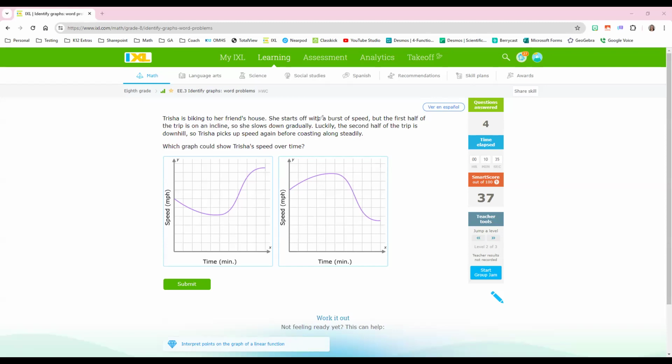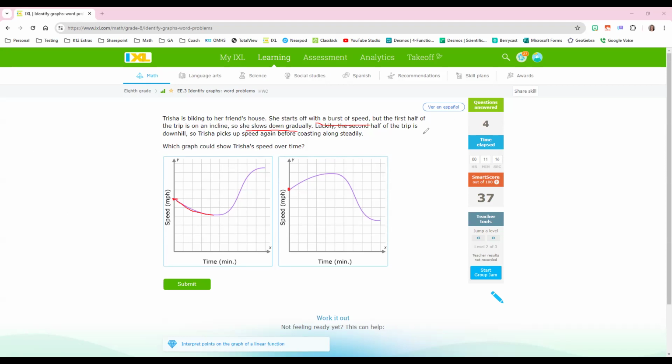All right, so she starts off with a burst of speed, pretty fast. But then it says the first half of the trip is an incline. So then she starts to slow down. When we look at both of these, both kind of show starting off quick because it starts off pretty high on the speed. But which one then shows that she slows down gradually? Well, it might be this one because it's slowly decreasing in speed, where this other one is increasing in speed, it's going up.